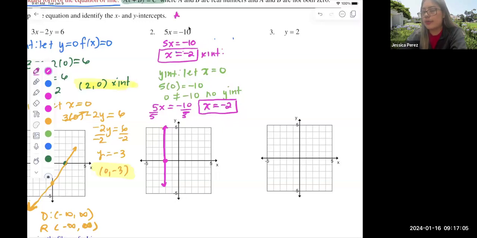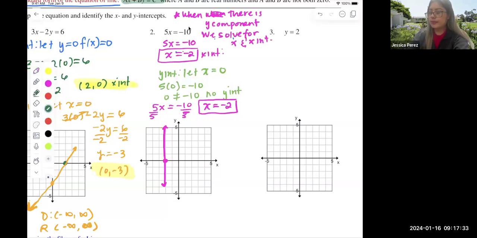So let's write that down. When the y doesn't exist, there is no y component, we solve for x, and that gives us our x-intercept. So let's go ahead and color this.